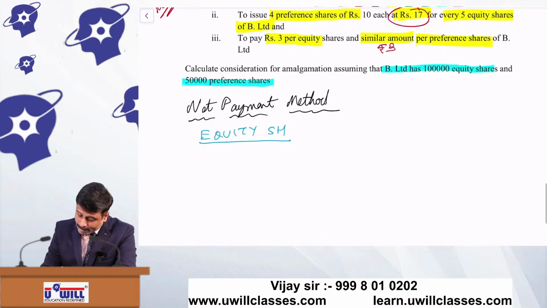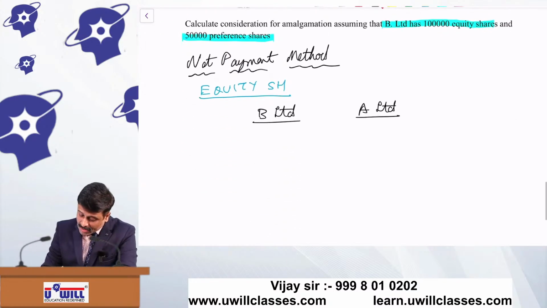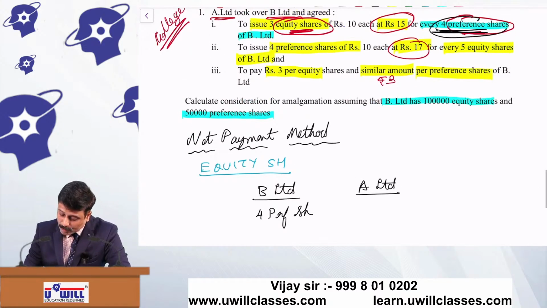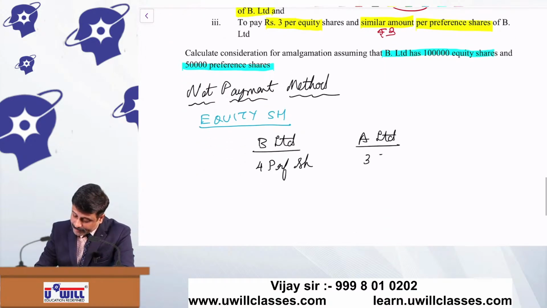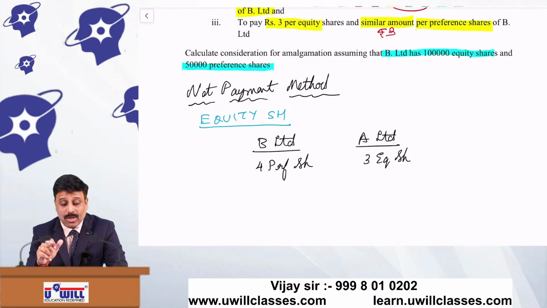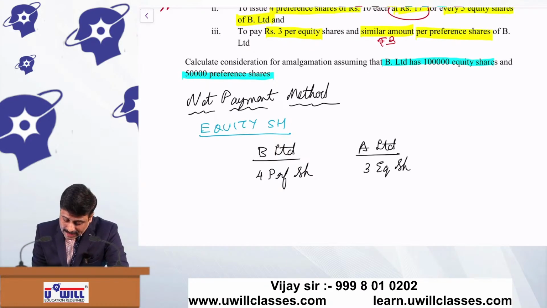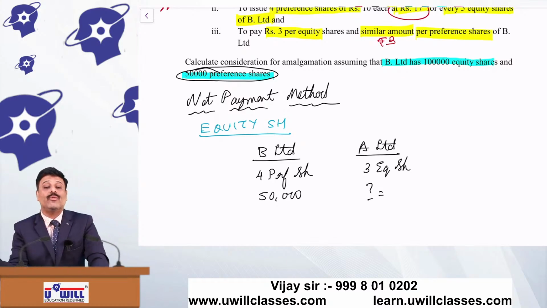B Limited, A Limited. What is the second information? For 4 preference shares of B Limited, 3 equity shares of A Limited will be given. So this mode of payment is equity shares. We are giving to preference shareholders, but what are we giving them? Equity shares. Now see the last sentence. How many preference shares are there in B Limited? 50,000.